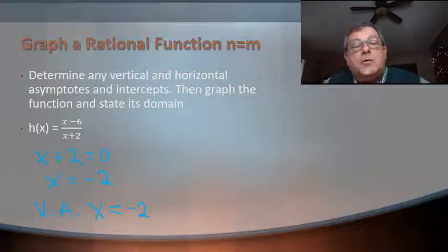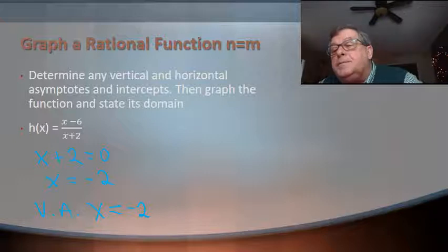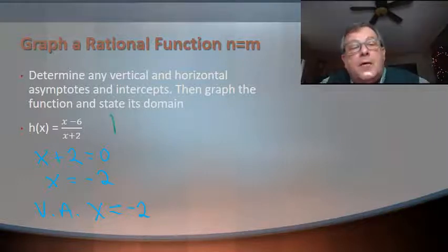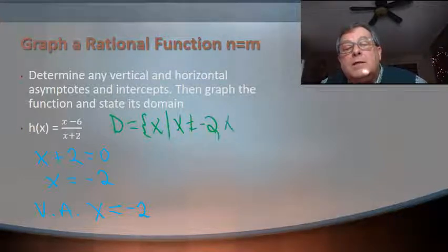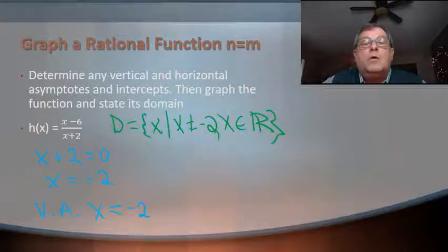And while I'm at it, I might as well go ahead and address the domain. And the domain is going to be equal to x such that x is not equal to negative 2, but otherwise x is an element of all real numbers. All right, horizontal asymptotes.